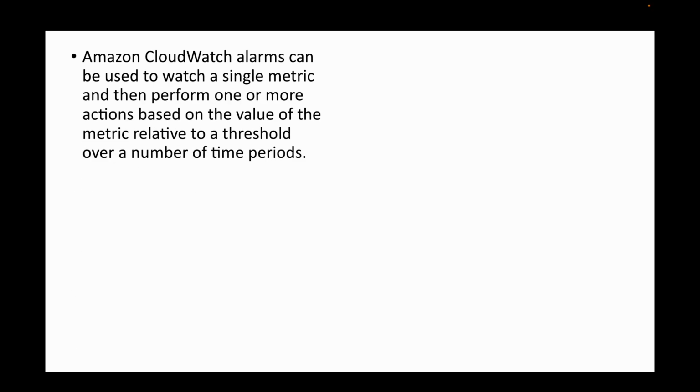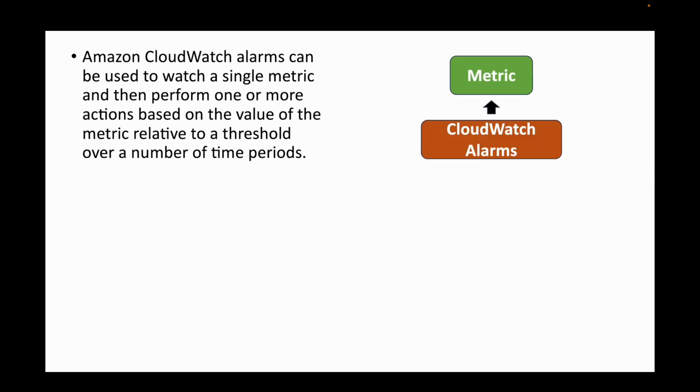So, what are your CloudWatch alarms? Now, CloudWatch alarms can be used to watch one single metric. For example, CPU utilization, or your network utilization, or your disk reads, disk writes. So we can use these CloudWatch alarms to watch a single metric, and then we can set a threshold for that. And then based on the threshold, we can perform certain actions.